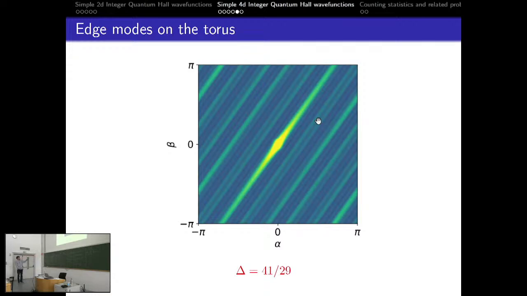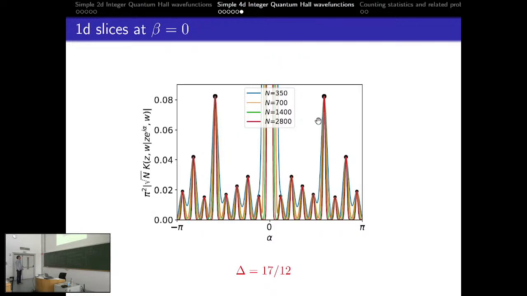Basically, you can do this computation for delta rational. For delta irrational, we didn't manage to do the computations till the end, but there is a natural conjecture which I will give.